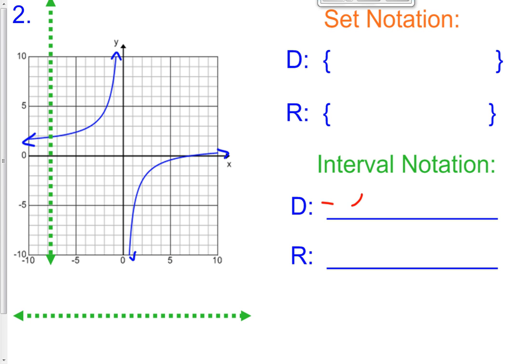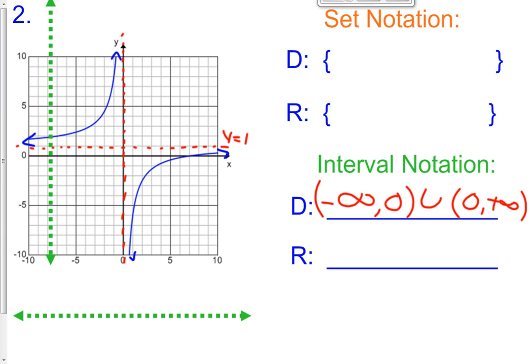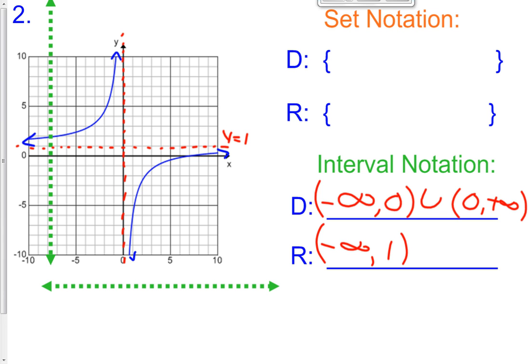So from negative infinity to 0, which does not include 0, and then it goes from 0 to positive infinity. It always goes up to your asymptote, and the asymptote right here is x equals 0. Your asymptote for your y value is this one, which is y equals 1. So for your range, it goes from negative infinity as high as 1, picks up again on the other side of 1, and goes to positive infinity. So it's going to go from negative infinity to 1, union 1 to positive infinity.